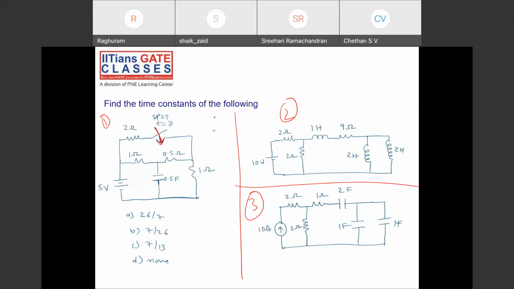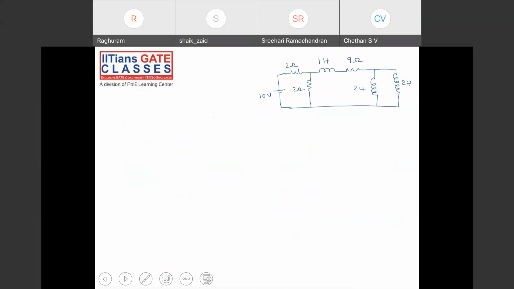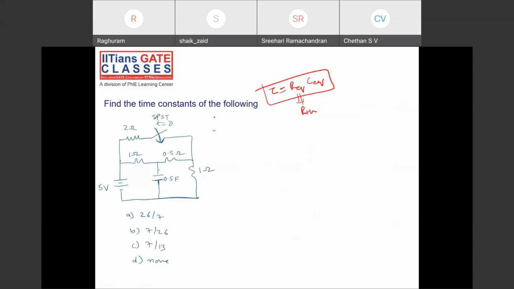Now for the time constant, what is the time constant for an RC circuit? Time constant tau is RC, right? R equivalent into C equivalent. R equivalent is nothing but your R Thevenin as seen across the capacitor terminals, and C equivalent is the equivalent capacitance. Find R Thevenin for this circuit by opening the terminals across the capacitor.